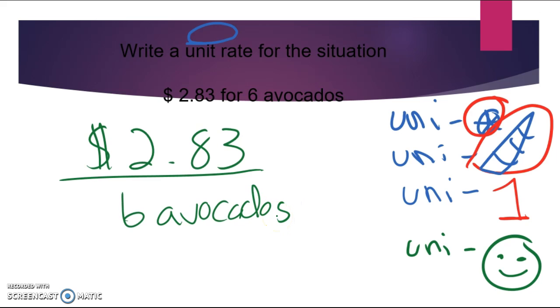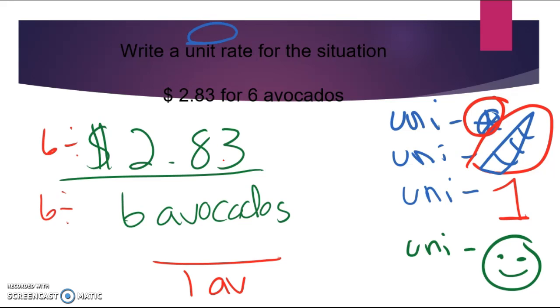So now what we're going to have to do is figure out how we're going to get this to be 1 avocado. The only way to do that is to divide by 6. Okay? So now on the bottom, I'm going to be left with 1 avocado, but I need to figure out what I have on top. So you're going to do that on your paper. You have to do $2.83 divided by 6, but here's the answer just to make sure you're right.